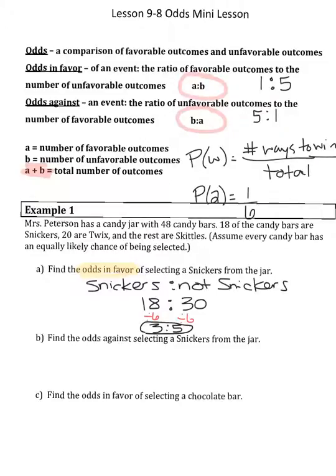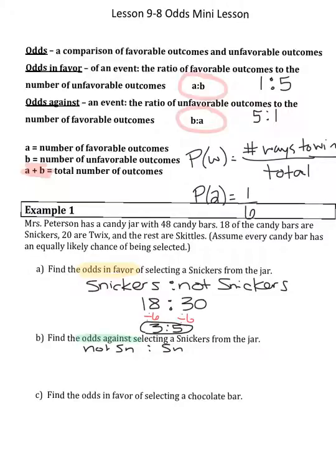Notice the next one. What are the odds against selecting a Snickers now? That's just the reverse of what you just did. The odds against is going to be not Snickers to Snickers. Well, if you notice this, it's really just going to be your answer from the previous problem in reverse.